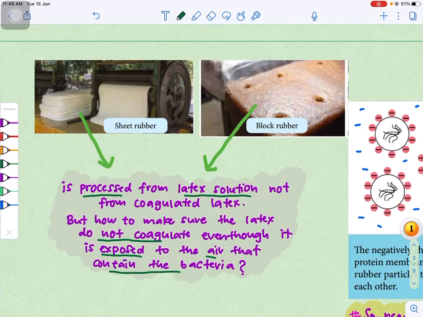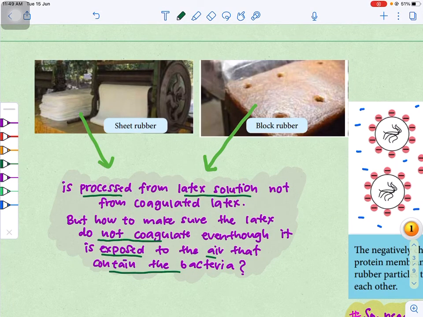Coagulation will not happen if we keep our latex particles always repelling each other. Our rubber particles always repel, meaning that kita kena pastikan dia always repel, protein membrane tak pecah. So how to make sure dia tak repel? Okay, we have to keep the negative charge, right? So the negative charge around the protein membrane, kita kena keep. Tapi when we leave it overnight, bacteria is there. Bacteria akan buat kerja dia. So macam mana nak prevent?